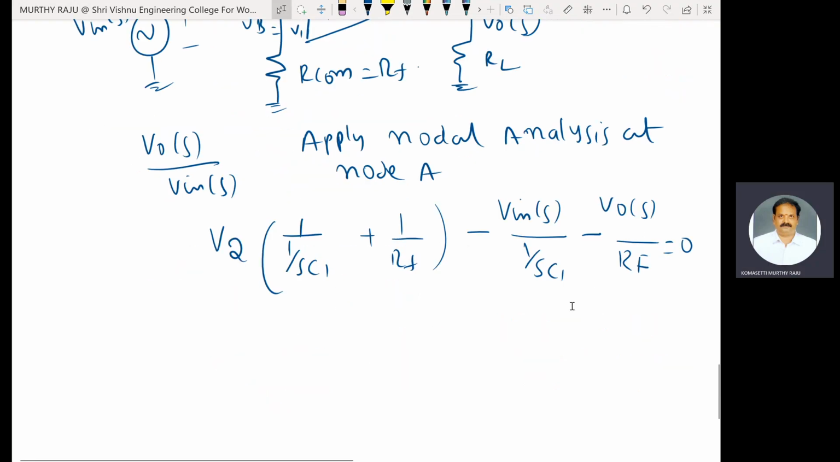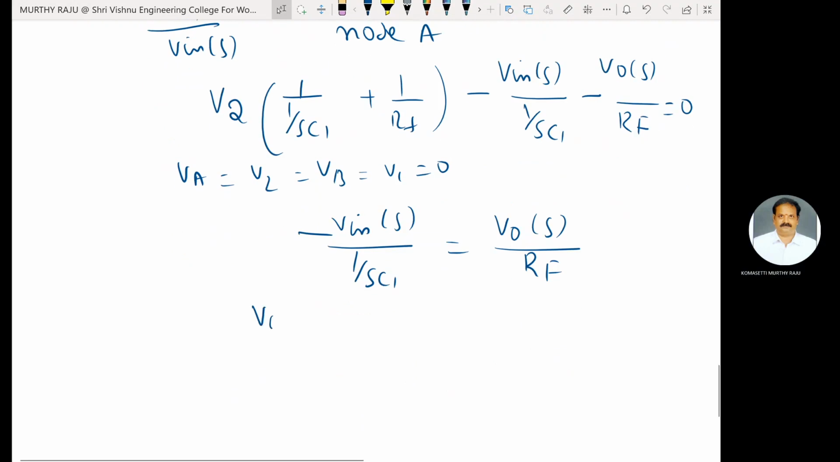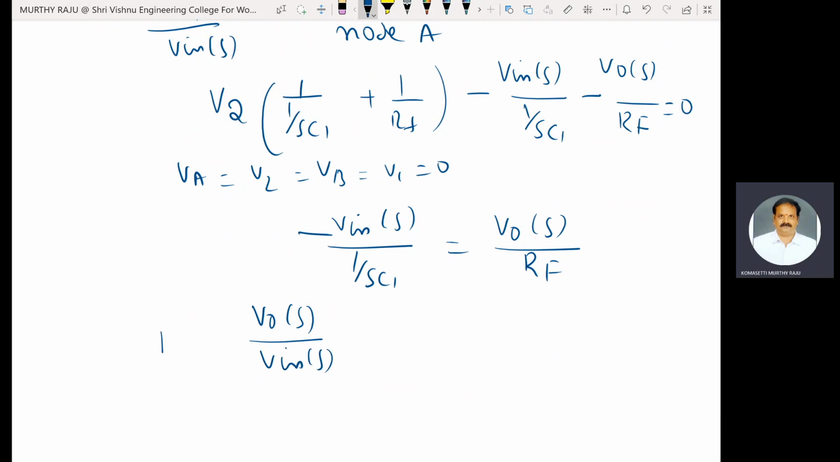Since VA is equal to V2 is equal to VB is equal to V1 is equal to 0, therefore 0 into something is 0. Finally, minus Vin of S by 1 by SC1 is equal to V naught of S by RF. V naught of S by Vin of S, that is A of S, is equal to minus RF C1.